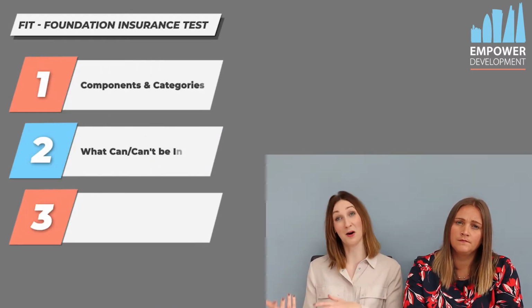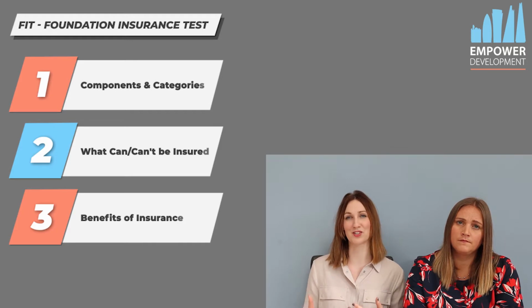Some of the key things that you might have picked up if you're doing this book for the first time, you won't necessarily know, but if you've read other books, you will have come across things like proximate cause, subrogation, contribution, and other principles in those areas. It also looks at the key fundamentals of risk, so the components and the categories of risk, what can be insured, what can't be insured, and the benefits of insurance as well.